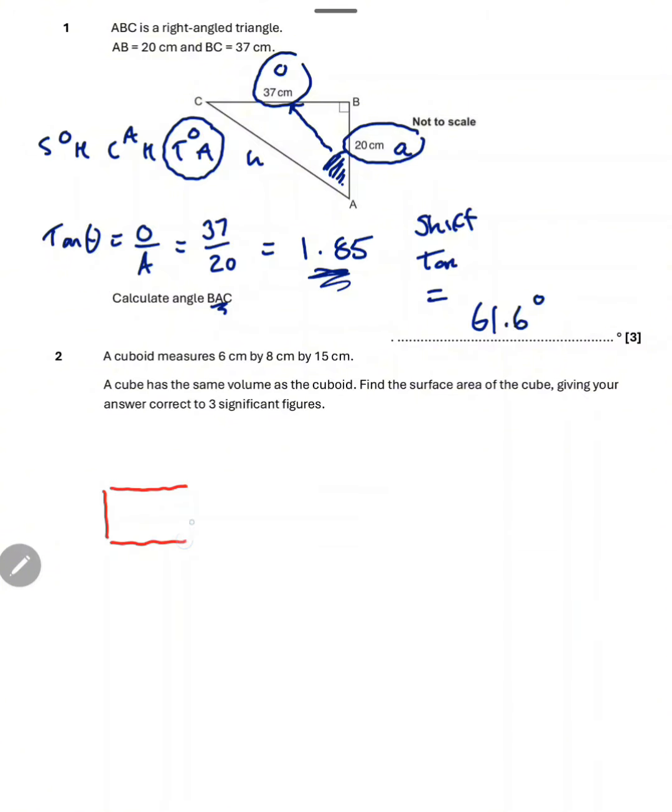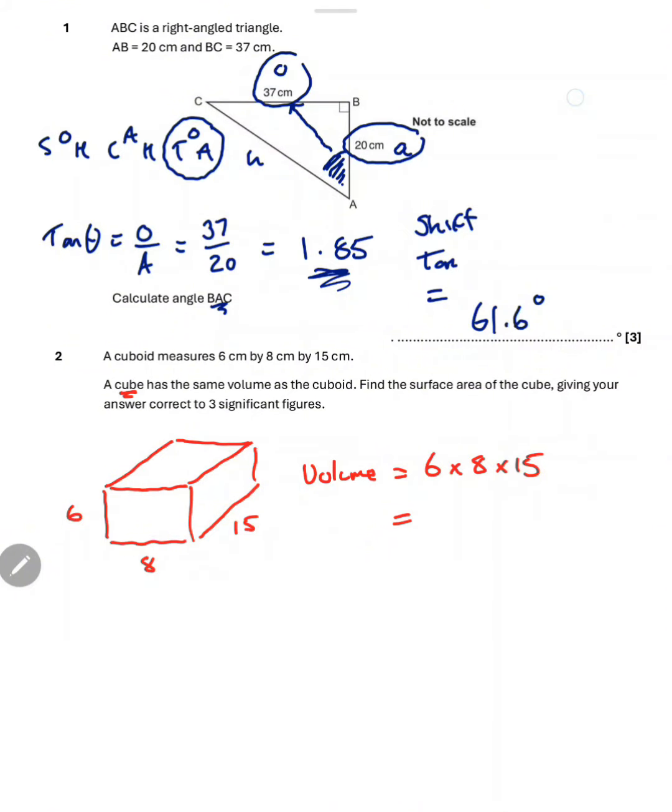Question 2, we've got a cuboid measuring 6 by 8 by 15. So let's quickly sketch that out. Cuboid, just like that. And it's going to be 6 by 8 by 15. It's got the same volume as a different cube. So let's do volume first. Volume is just going to be those three things multiplied together. 6 times 8 times 15. And again, this is a calculator paper. And we get 720 centimeters cubed.